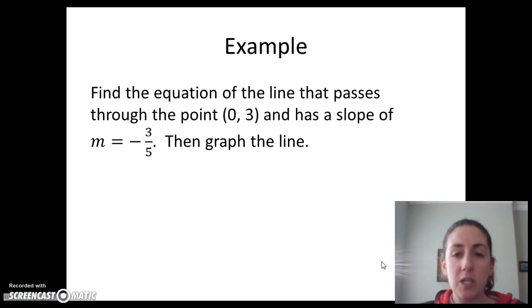So let's find the equation of the line that passes through the point (0, 3) and has a slope of negative 3/5. Notice it goes through this point (0, 3). We just discovered that when x is 0, whatever the y value is, that's your y-intercept. So since we just said that b is the y value of the y-intercept, from here we can determine that b is 3. So we have this equation, y equals negative 3/5 x plus 3. Not a whole lot of work we had to do there since we knew that the (0, 3) gave us b and m was given to us.